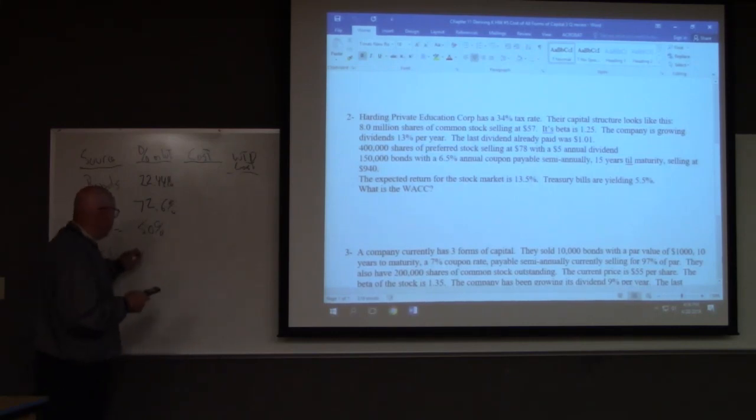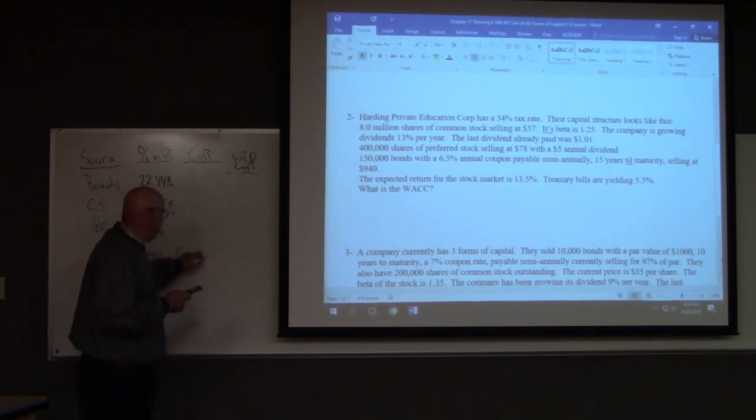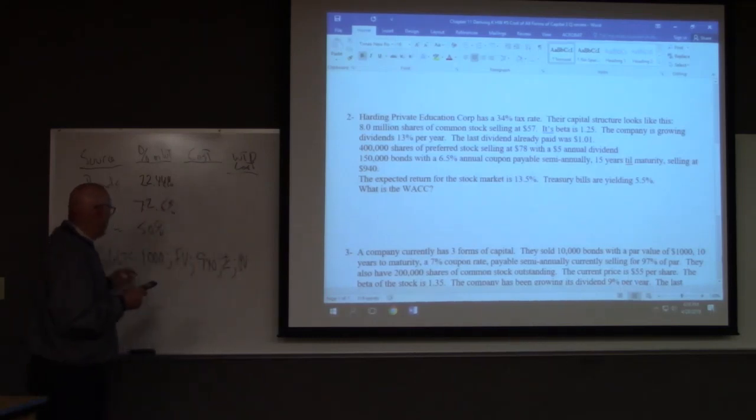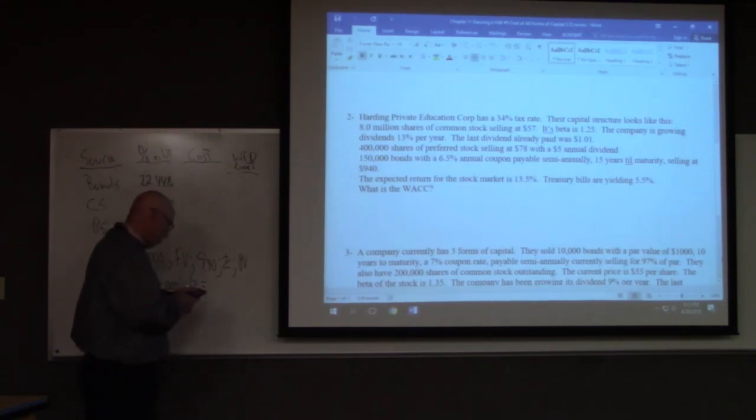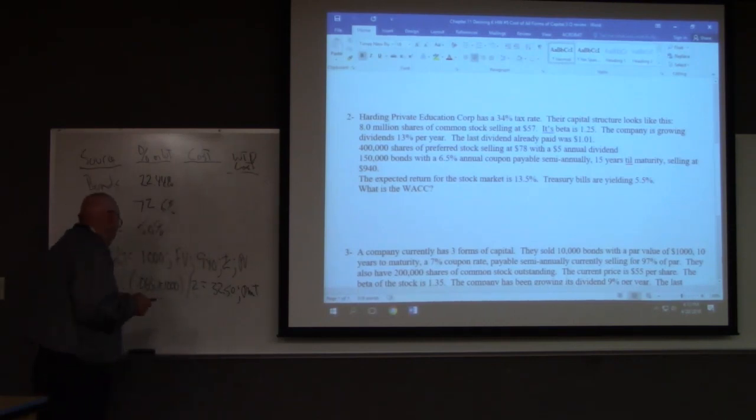And so let's put $1,000 as our future value. And 940 plus minus is our present value. And 0.065 times 1,000 divided by 2. Is it semi-annual? Yes. And that would be 65 divided by 2, which is 32.50, is the payment. What's our 15 years? 15 times 2, 30 is our N.